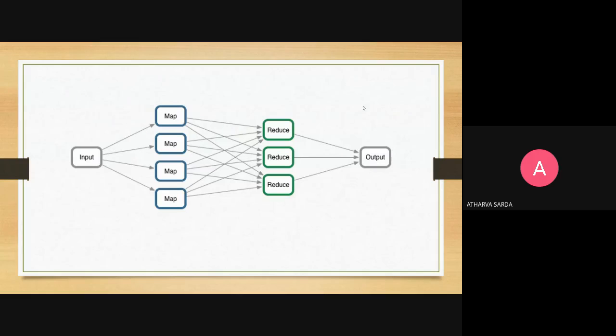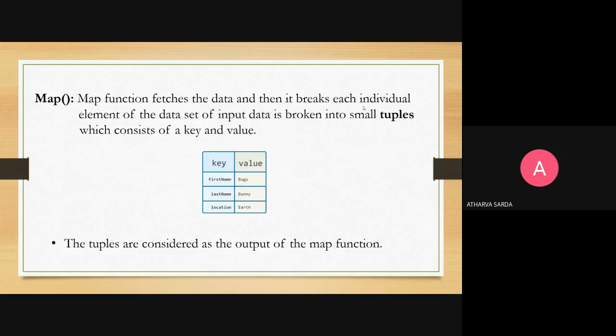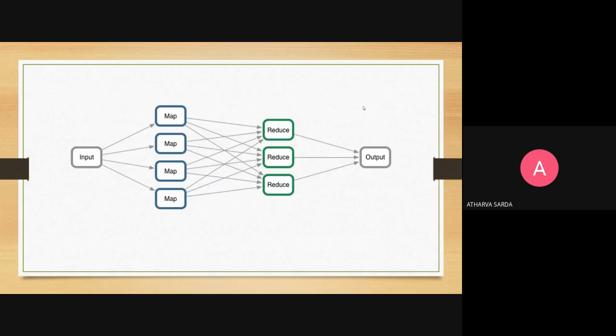Here we can see the data is given to map. Map takes all the data as input and converts it from one form of data to another, which consists of keys and values. It collects the data and breaks it into individual elements of the input data set, small tuples which consist of a key and a value. The tuples of key and value are the output of the map function, and further it is given to reduce.